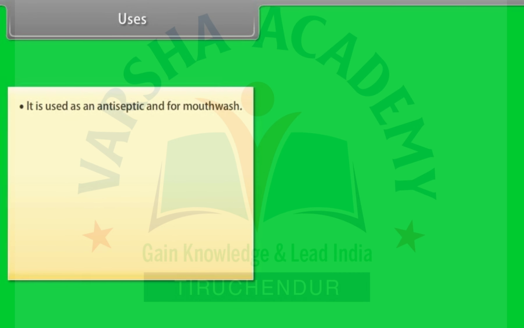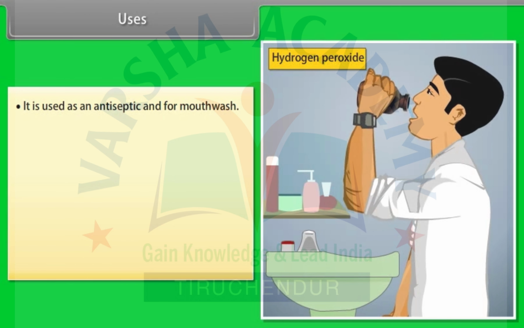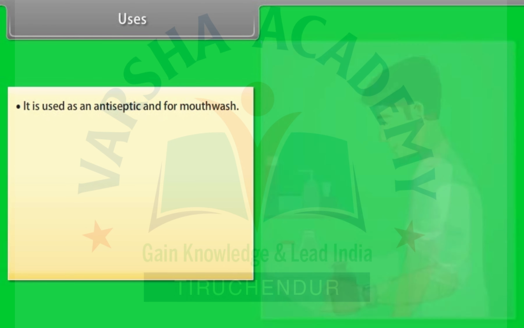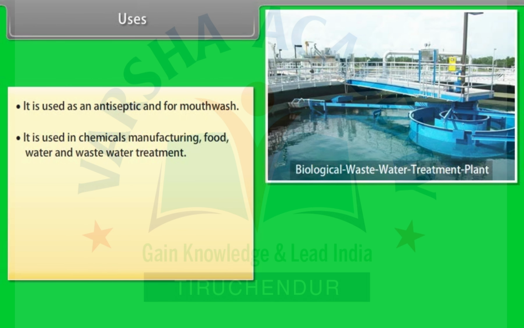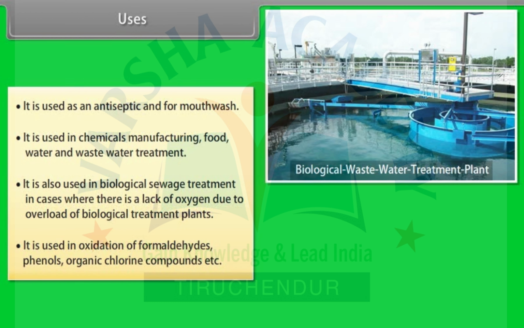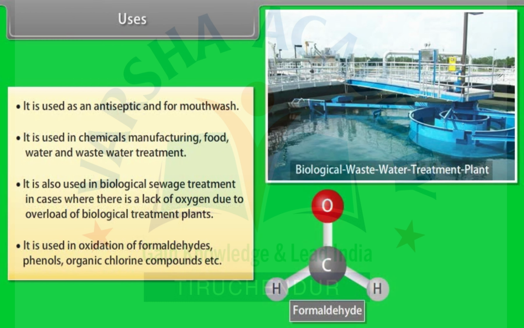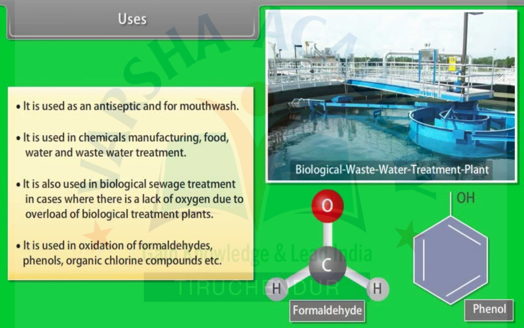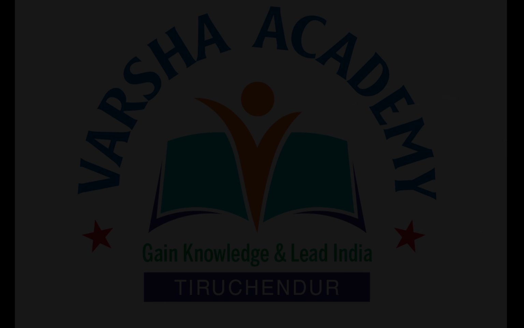Uses. It is used as an antiseptic and for mouthwash. It is used in chemicals manufacturing, food, water and wastewater treatment. It is also used in biological sewage treatment in cases where there is a lack of oxygen due to overload of biological treatment plants. It is used in oxidation of formaldehydes, phenols, organic chlorine compounds, etc.